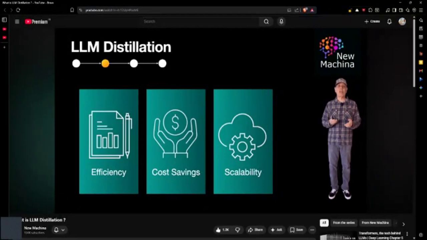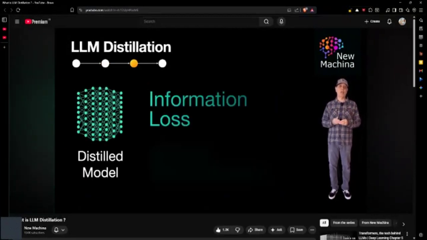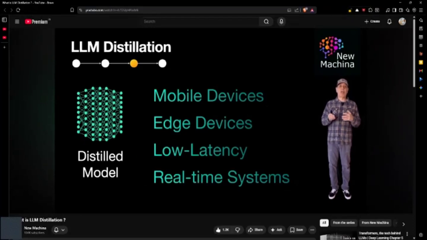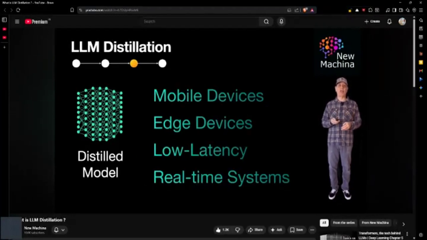So what are the challenges of LLM distillation? Well, the first is loss of information. A smaller model might not fully capture the nuances of the larger teacher model. The second is ensuring the distilled model generalizes well across diverse tasks or domains. So where would you use distilled models? Well, as I mentioned earlier, you can deploy distilled models on mobile devices or edge devices. Additionally, you can deploy distilled LLMs for tasks requiring low latency, such as real-time translation or summarization.